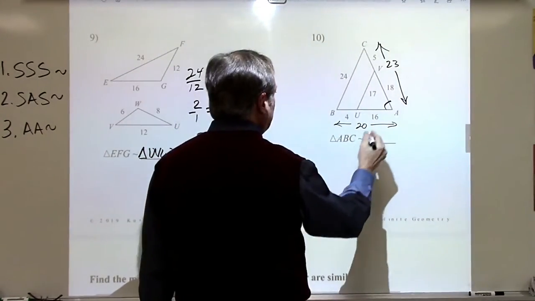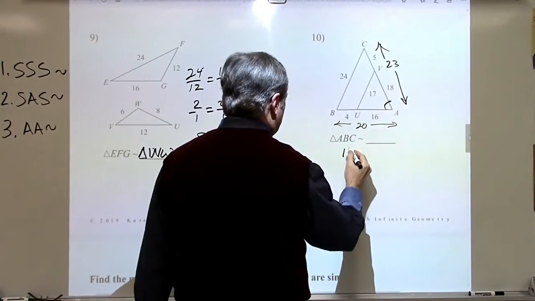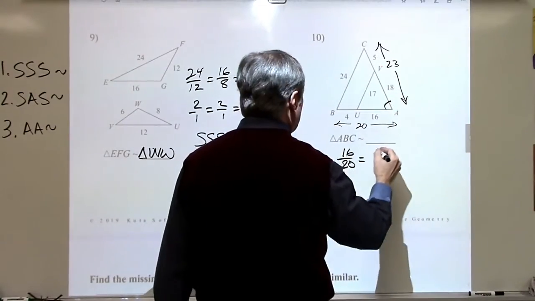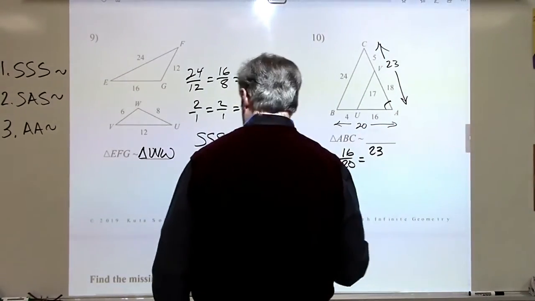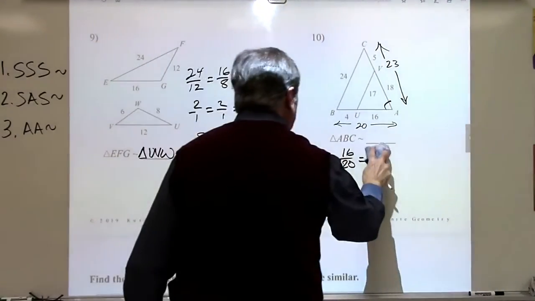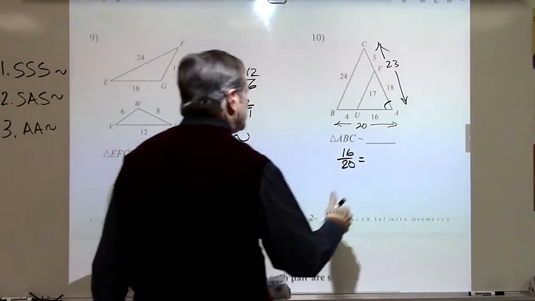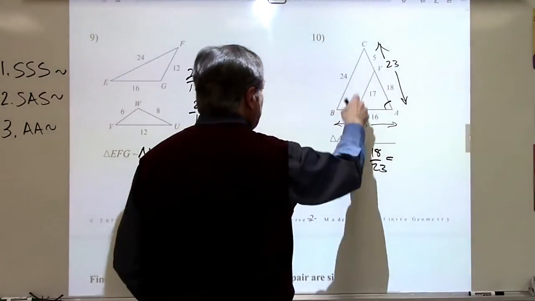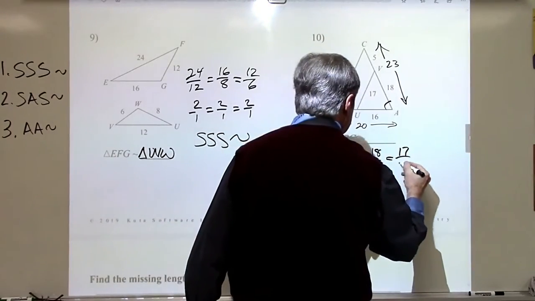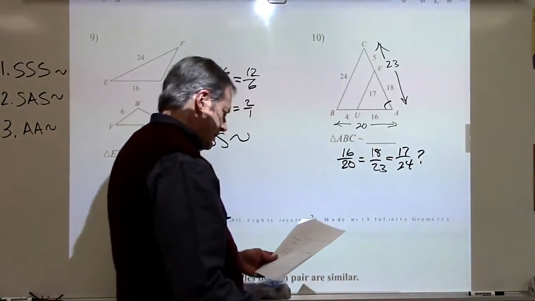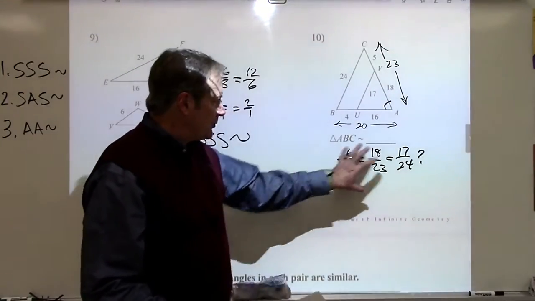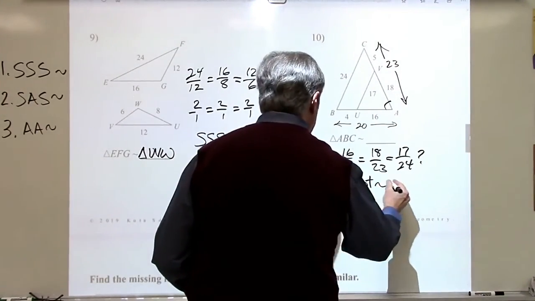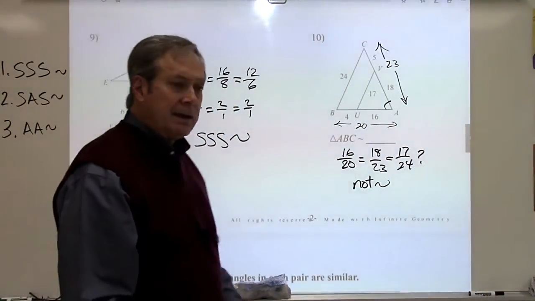So we're going to ask ourselves, is this length 16 compared to that length 20 the same proportion as this 23? Oops, no, I've got it upside down. 18 to 23. And you may be thinking, well, why didn't I use this one? I could have 17 to 24. And it turns out that these ratios are not the same. So these two triangles are not similar. And that's 9 and 10.